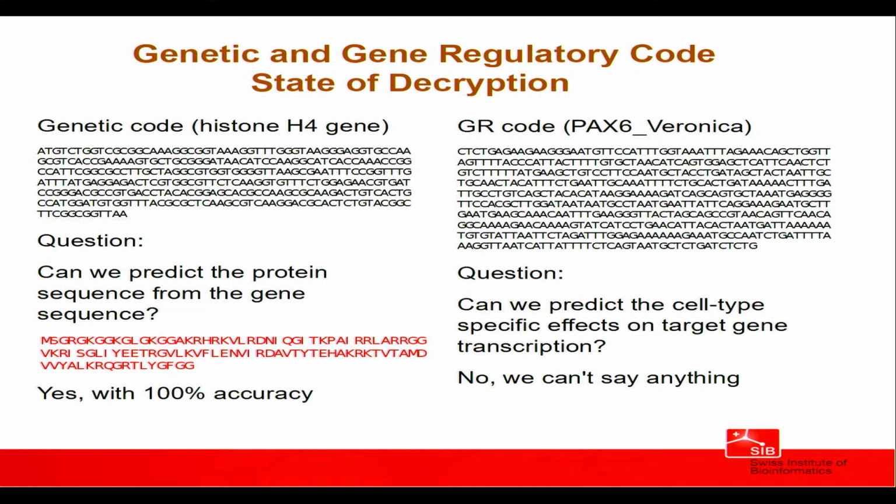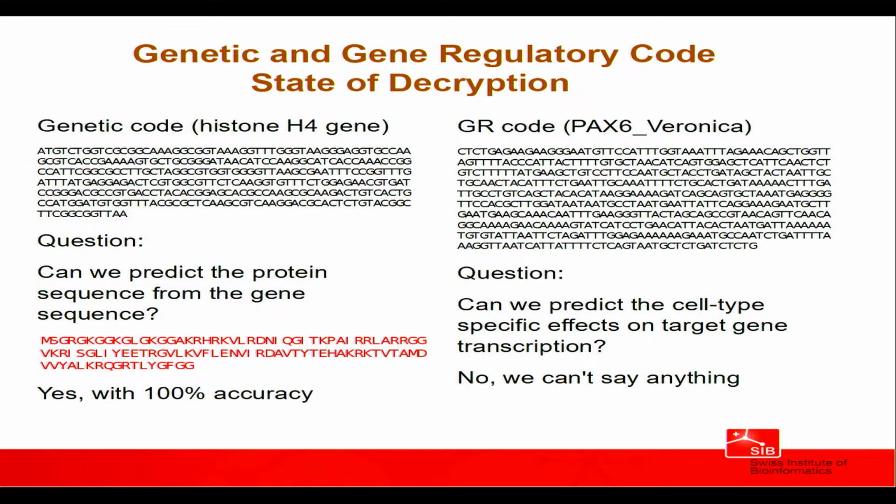Now, if we do the same exercise with a gene regulatory sequence, I have chosen an ultra-conserved element from human, and here we should ask the question: can we predict the cell type specific effects on target gene transcription? And the answer is a clear no, we cannot say anything about it, and I insist, anything. And so it doesn't mean that we don't know anything about the gene regulatory code.